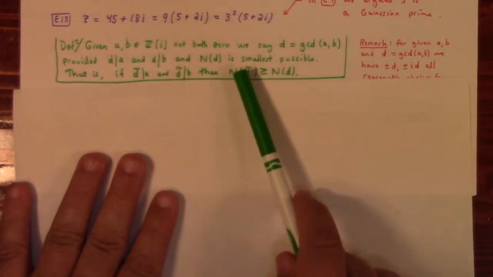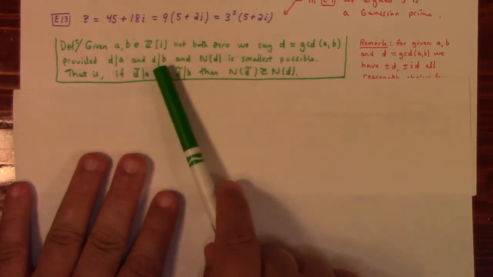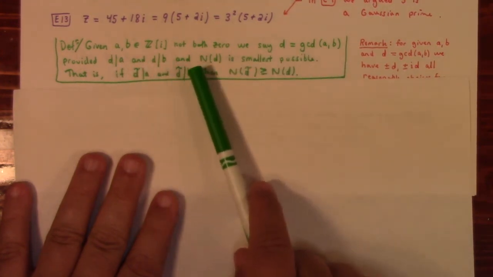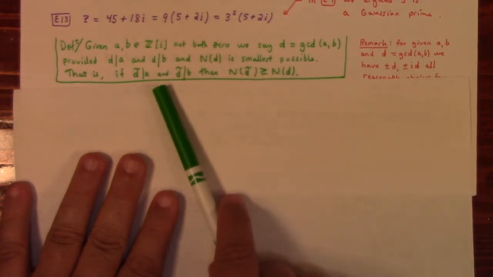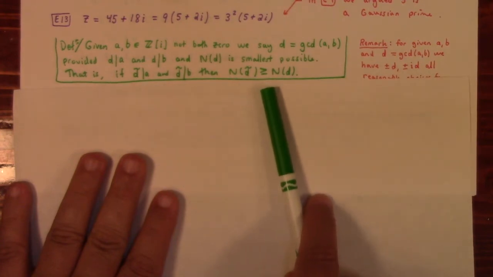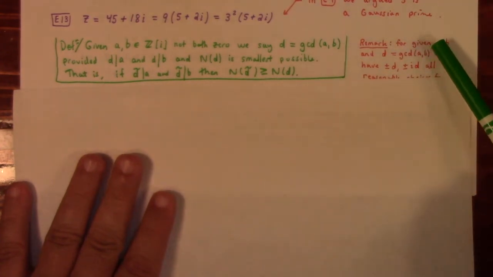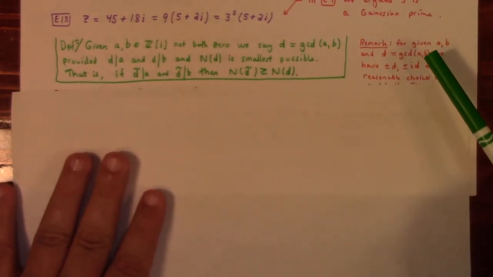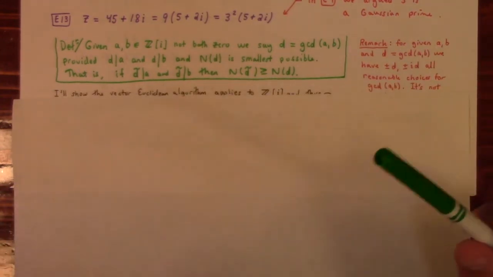But we'll say D is a GCD of A and B if D divides A and D divides B. In other words, D is a common divisor, and the norm of D is smallest possible. In other words, if D tilde divides A and D tilde divides B, then the norm of D tilde is greater than or equal to the norm of D. So if D is the GCD, then plus or minus D and plus or minus iD will all be reasonable choices for GCD of A and B.